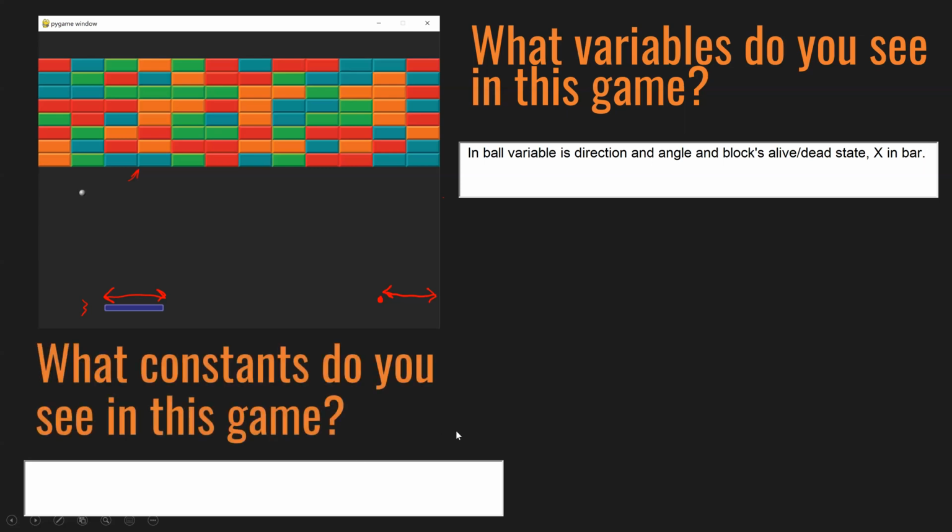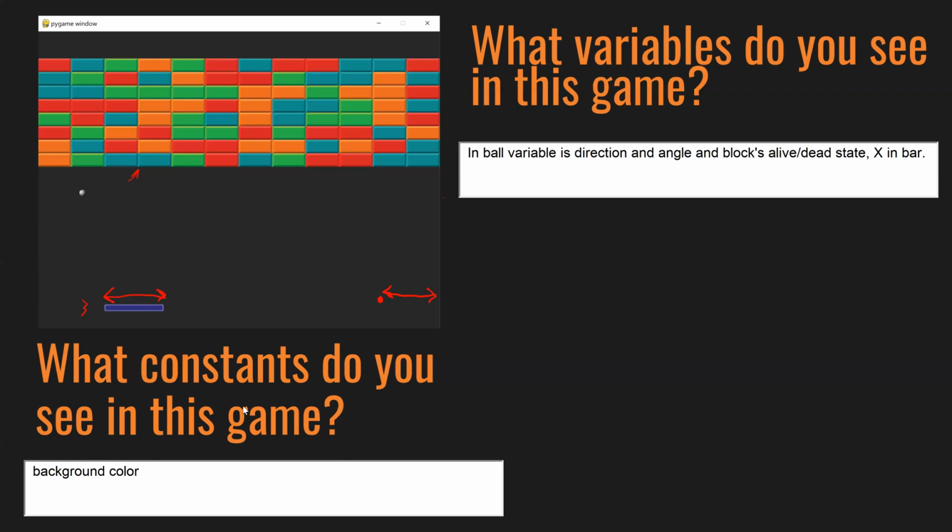Okay, excellent. So now what constants do you see in this game? Okay, the bar, excellent. But what about the bar? The background, yes, background. Absolutely. So specifically, what do you mean about the background? What part of the background? The size of the frame, the color, excellent. So background, terrible grammar, there you go. Background color. And then what else?